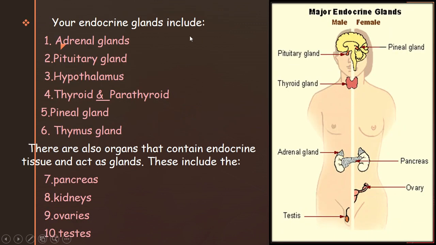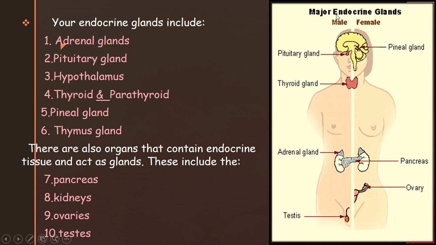Your endocrine glands include the adrenal glands, pituitary gland, hypothalamus, thyroid and parathyroid, pineal gland, and thymus. There are also organs that contain endocrine tissue and act as a gland. These include the pancreas, kidneys, ovaries and testes. So these are the 10 endocrine glands.